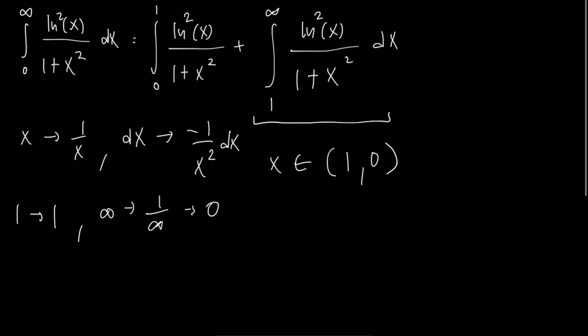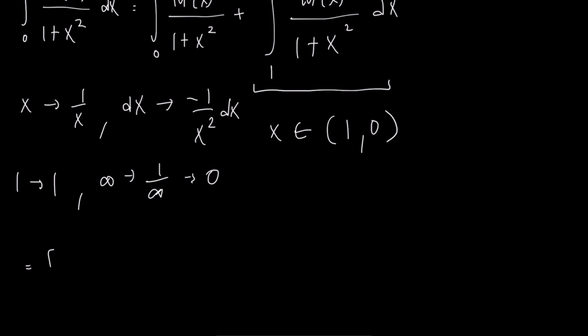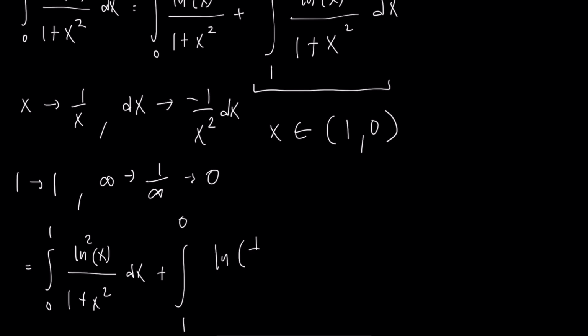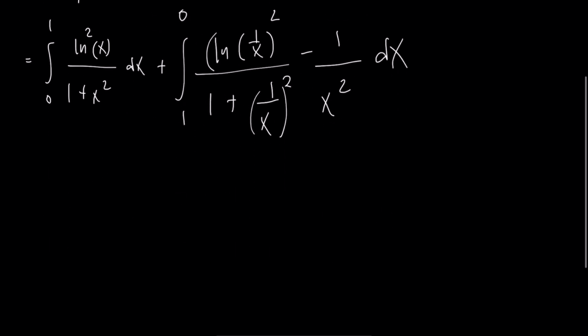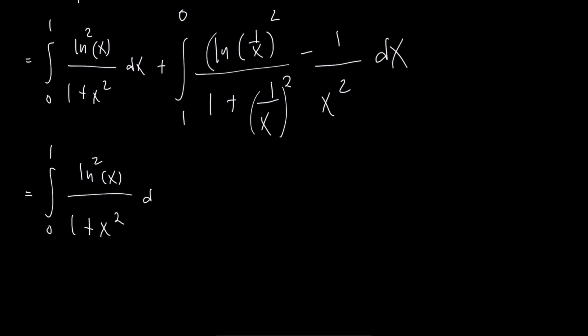And so from here this is equal to the integral from 0 to 1 of natural log squared of x divided by 1 plus x squared dx, plus the integral from 1 to 0 of the natural log of 1 over x squared divided by 1 plus 1 over x squared times dx, which is negative 1 over x squared dx. So this is equal to the integral from 0 to 1 of the natural log squared of x divided by 1 plus x squared dx.